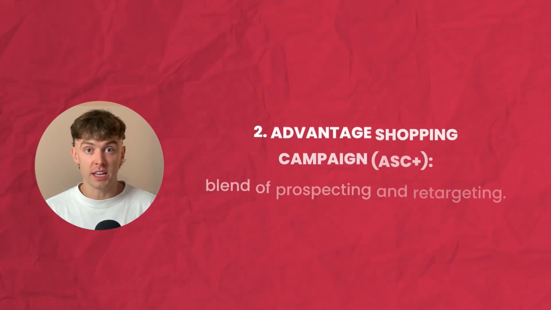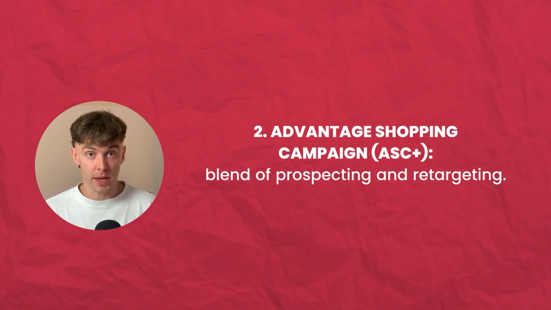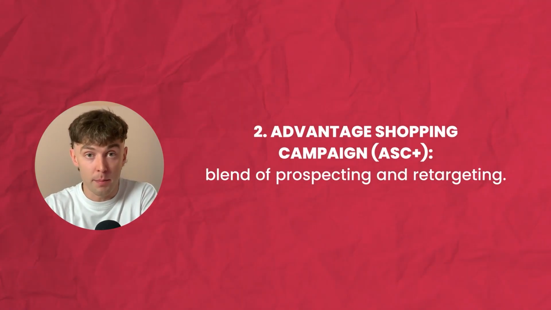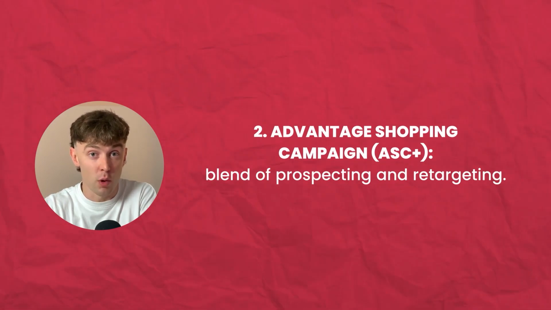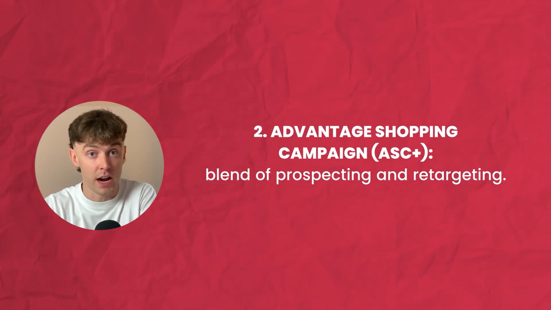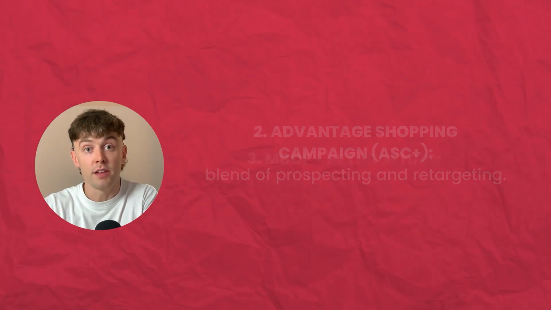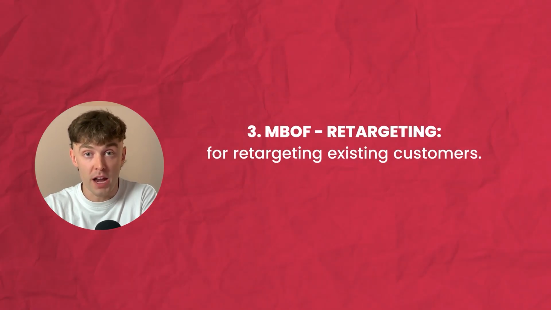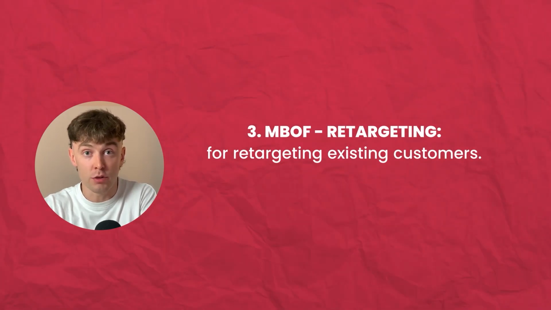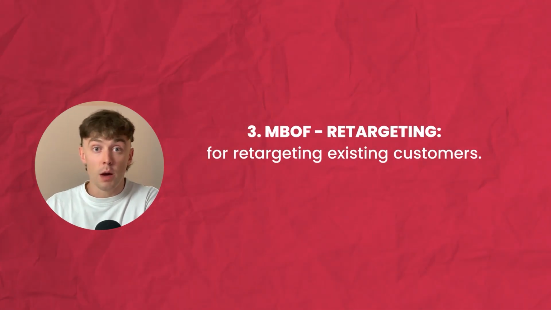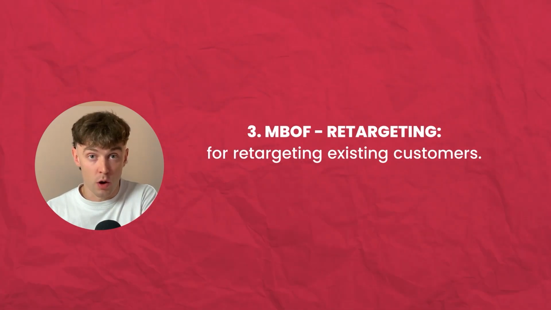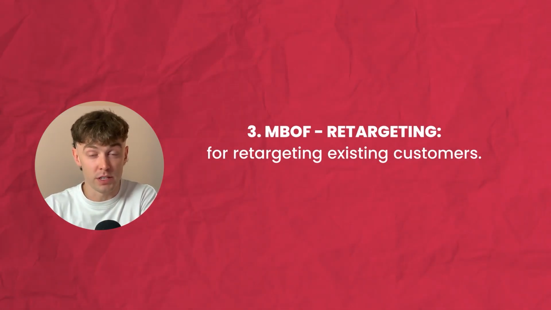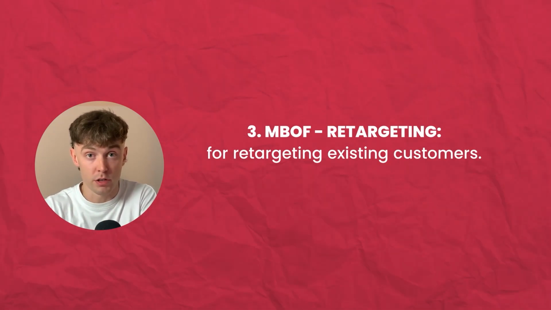The second is your Advantage Shopping Plus campaign. This campaign is basically a blend of targeting both new customers and retargeting previous customers. And then finally, your middle of funnel, bottom of funnel retargeting campaign. You can use this campaign for retargeting, but just make sure you use a smaller budget, typically around 5 to 10% of your overall monthly budget.